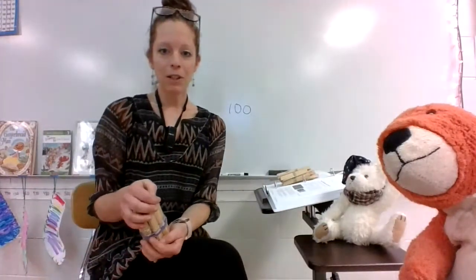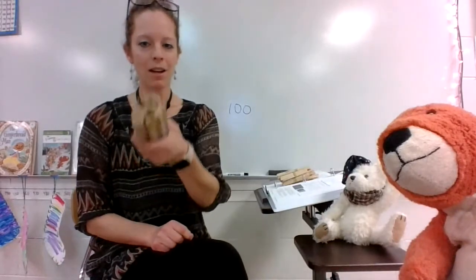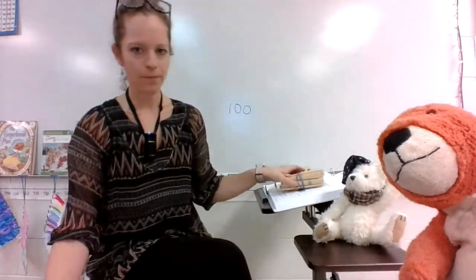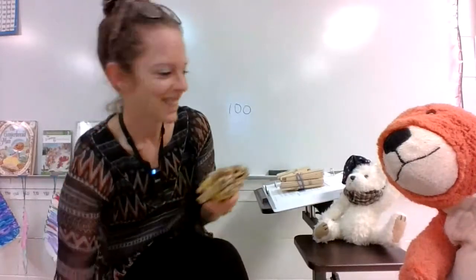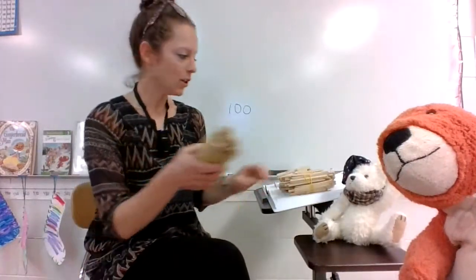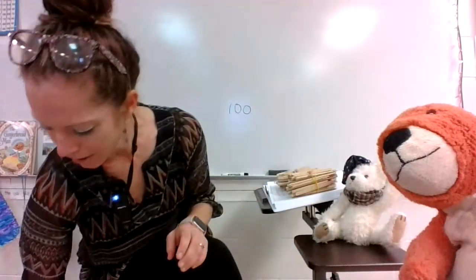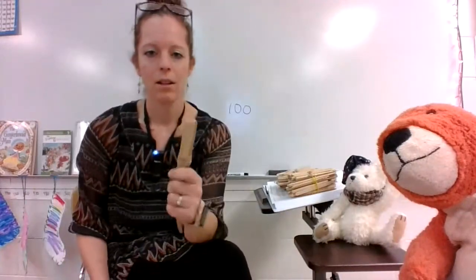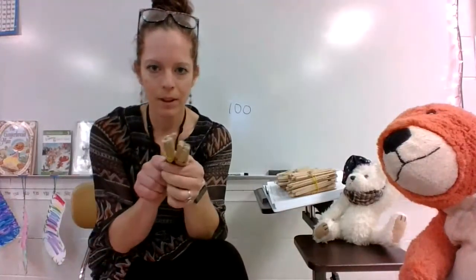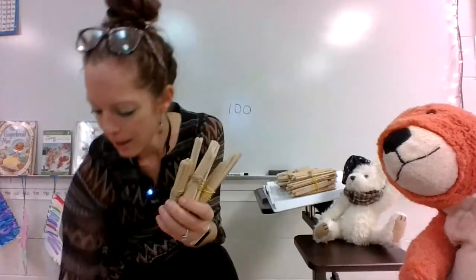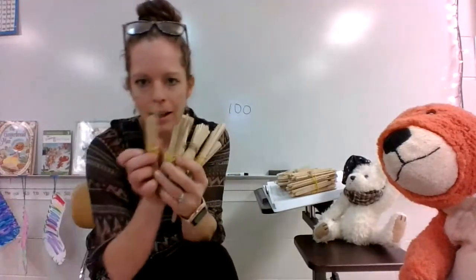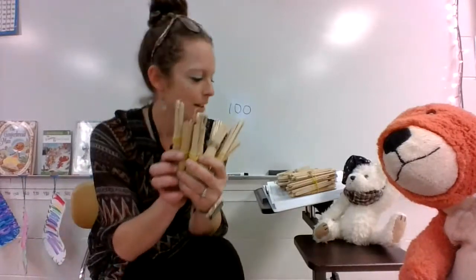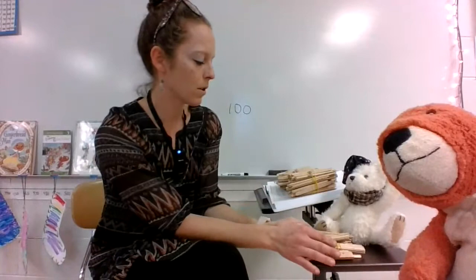So here's what we have left in our bin. Count with me. 100, 200, 300. We had 300. And how many tens did we have? Here we go. We have 10, 20, 30, 40, 50, 60, 70, 80, 90. We had 9 tens. There, you hold those, Mr. Bear.